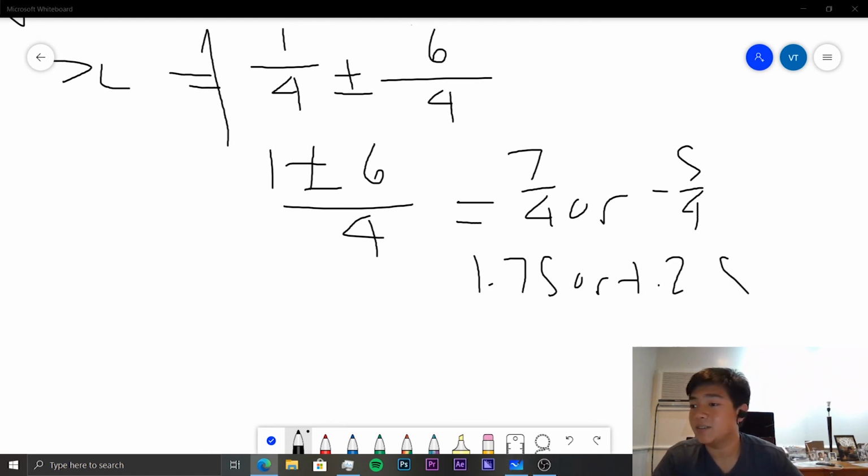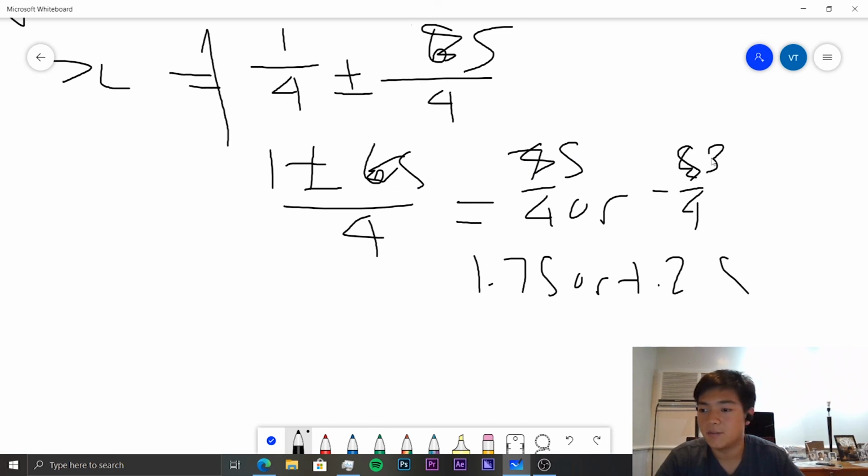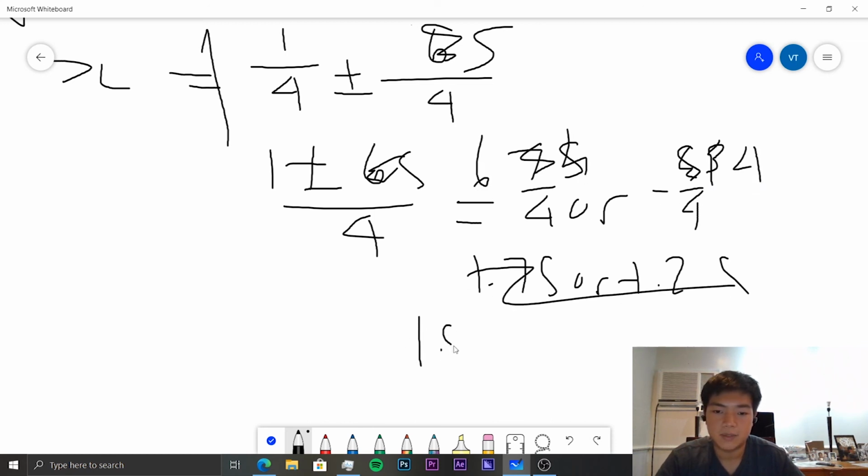Let me just check if that's correct. I have made a mistake, oh wait, no, this is 5. So this would be 6 over 4 and negative 4 over 4. So this would be 1.5 or negative 1.